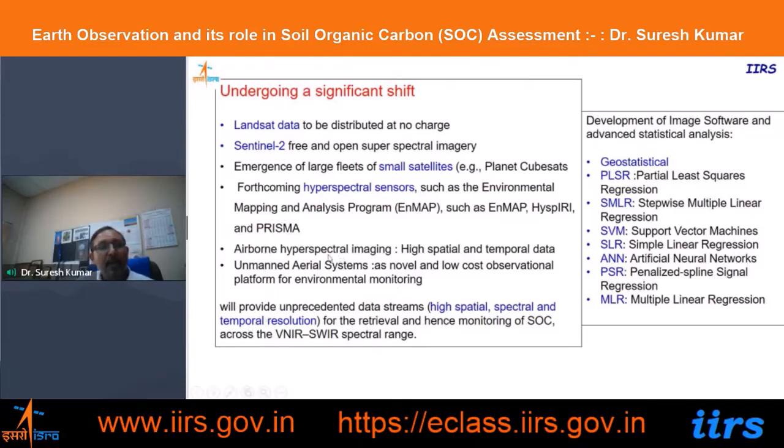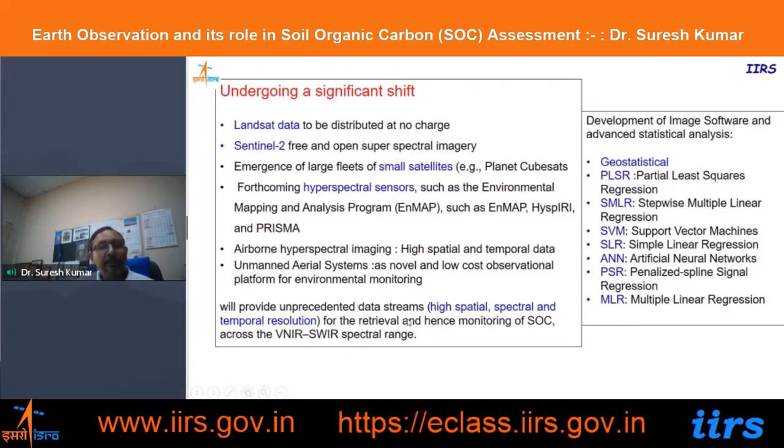Another is airborne hyperspectral imaging, which is also going to be used for mapping of soil properties, particularly soil carbon. And today the availability of unmanned aerial systems, or UAVs, is also becoming popular among users for mapping of soil properties, because it is available at low cost, and you can fly at your convenience, many times in a year.